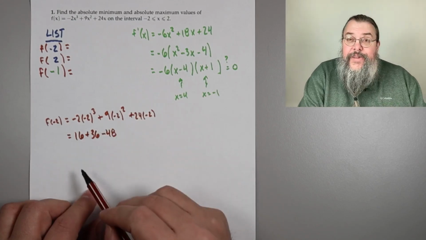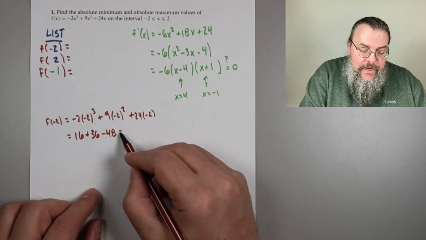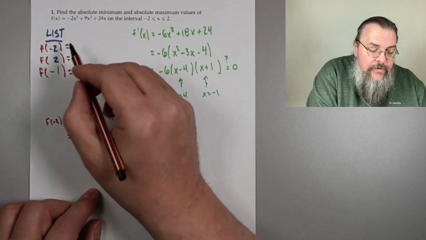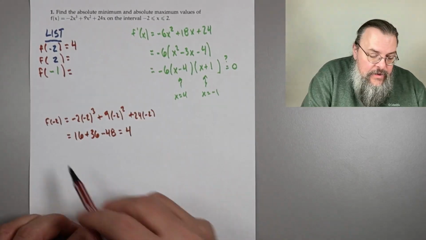So 16 and 36 added together, 52. Subtract 48, we get 4. Okay, so that's 4. All right, now f of 2.